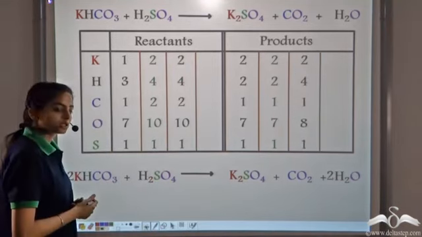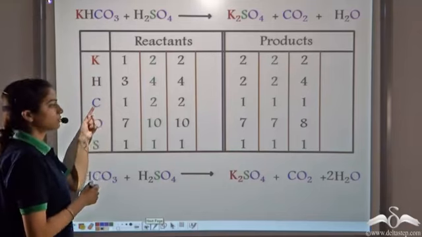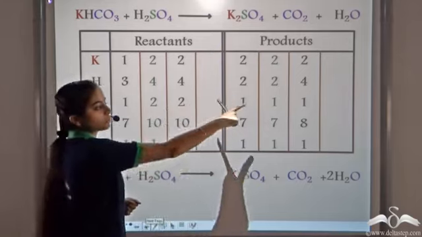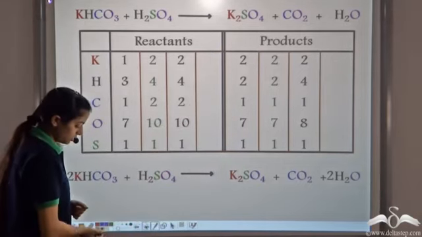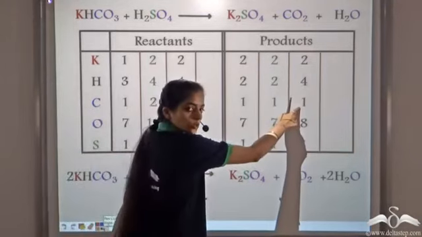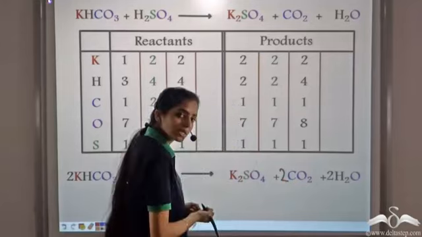Now let's look at the equation. So potassium is balanced, hydrogen is balanced, but carbon is not balanced. On the reactant side we have 2 atoms, on the product side we have 1 atom. So to balance carbon, we have to make this 2. This is possible only if we take 2 molecules of carbon dioxide.